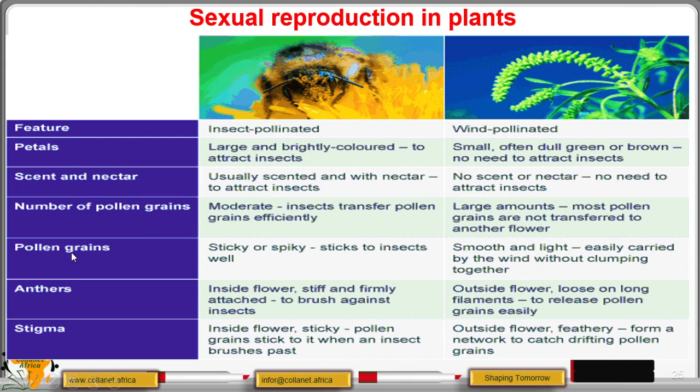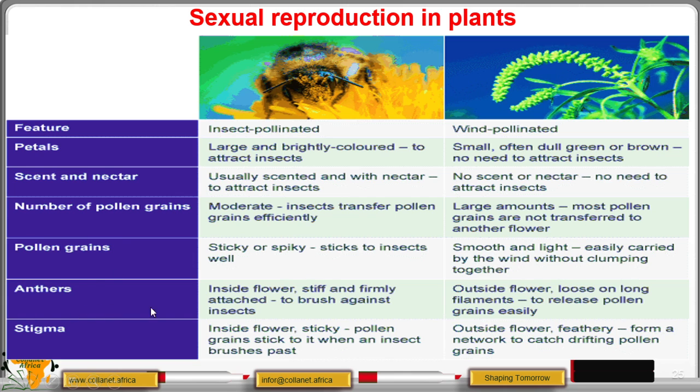And the pollen grains in insect-pollinated flowers are sticky or have spike-like structures, so that they can stick well onto the body of the insect. And as the insect moves to another plant, they will be rubbed and shed off onto that flower. But for wind-pollinated flowers, the pollen grains are smooth and light, so that they increase buoyancy to be easily carried by the wind without clumping or sticking together.